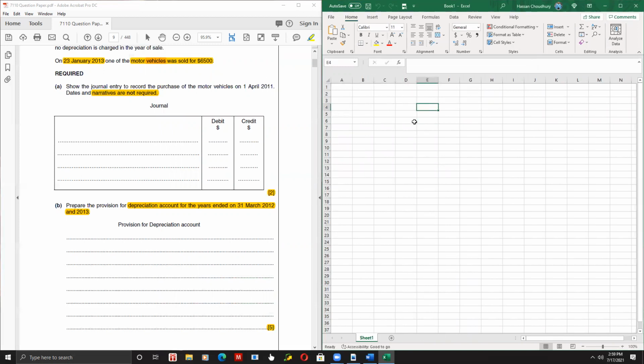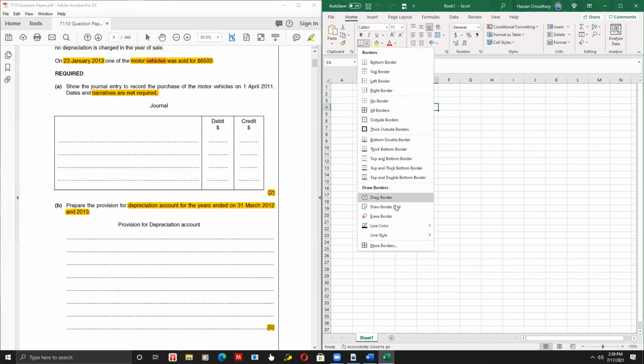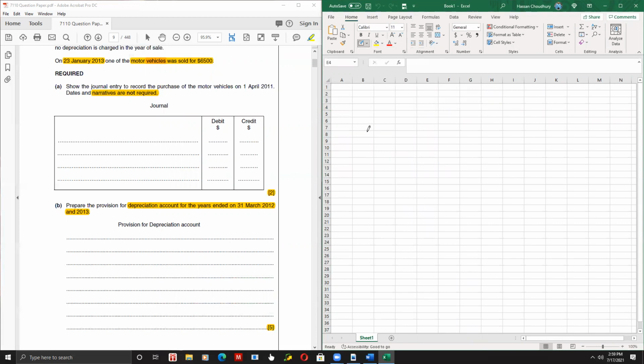My God, imagine if someone pauses the video and tries to see what I need to have. Okay, so let's just draw the border. Here we go. Over here, it's a T account. Let's just make the T account.